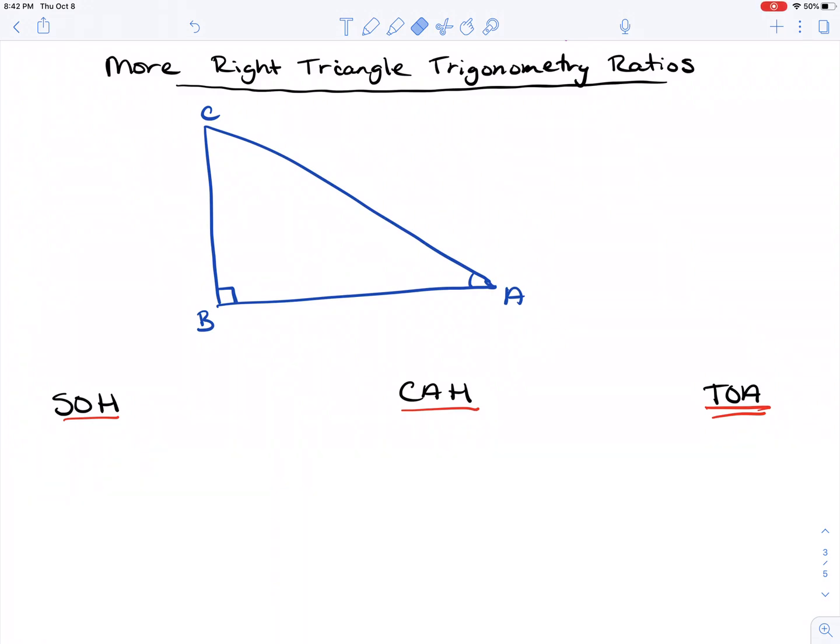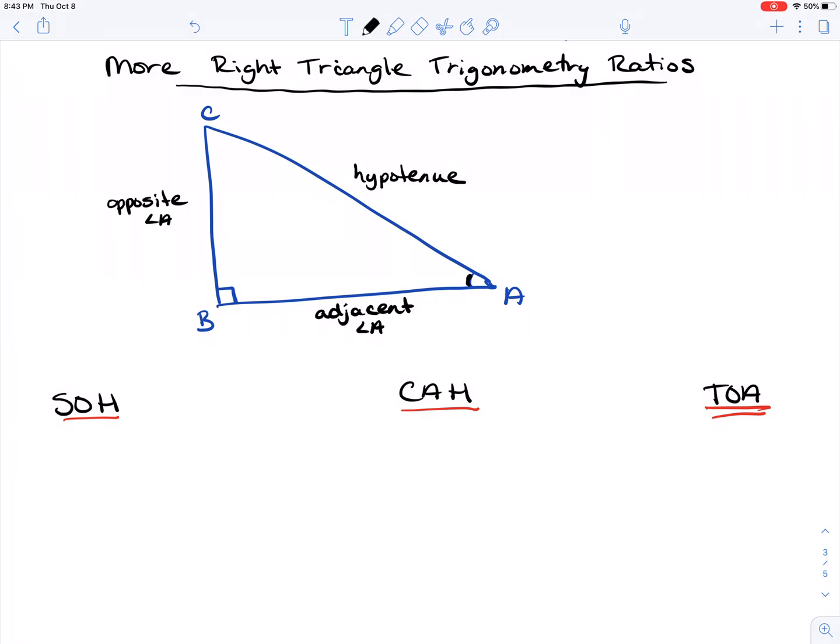Welcome to the tutorial looking at more right triangle trigonometry ratios. Now, just as a refresher, we know that the right triangle has a hypotenuse. And if we look at angle A, it has a side opposite to angle A, and it has a side that is adjacent to angle A.